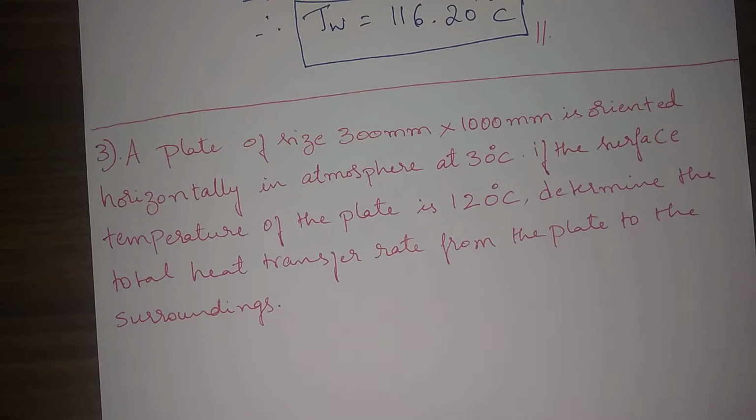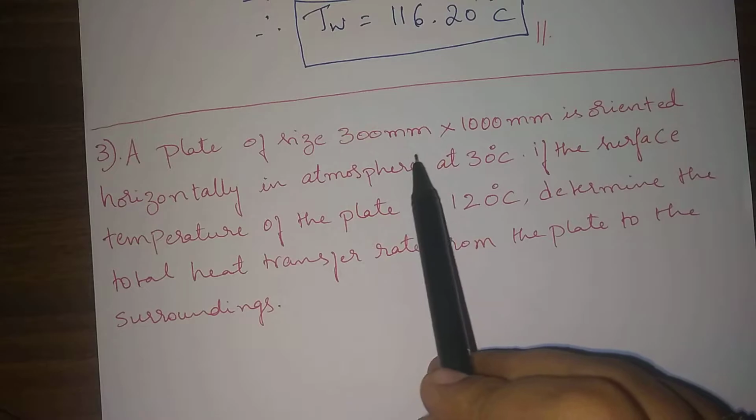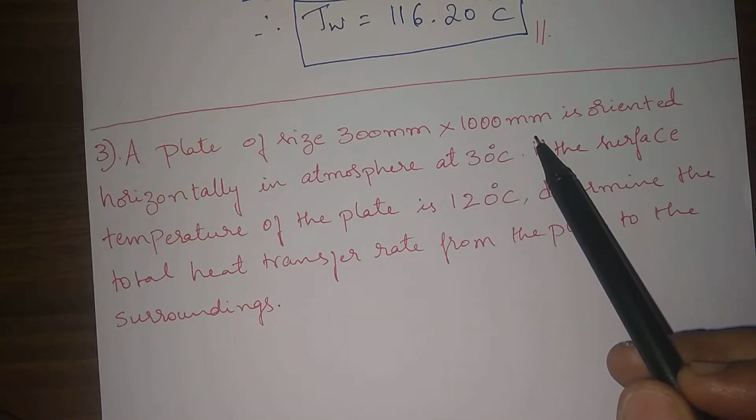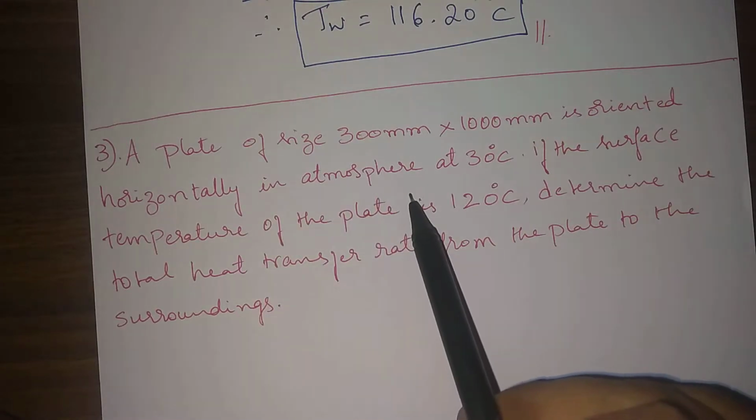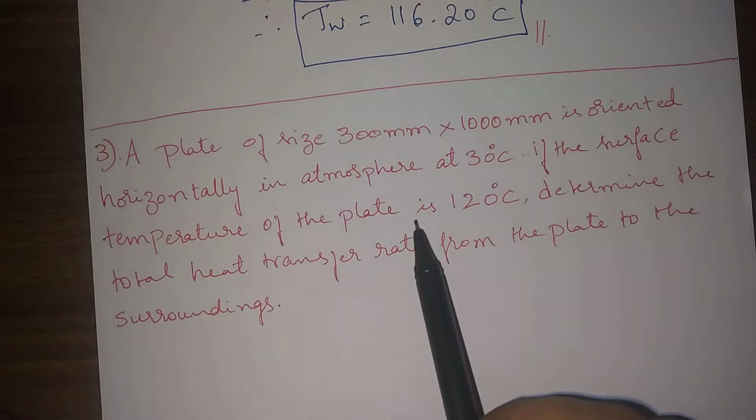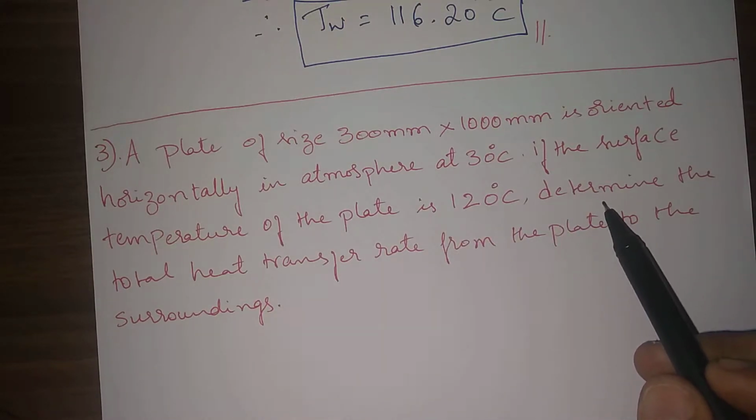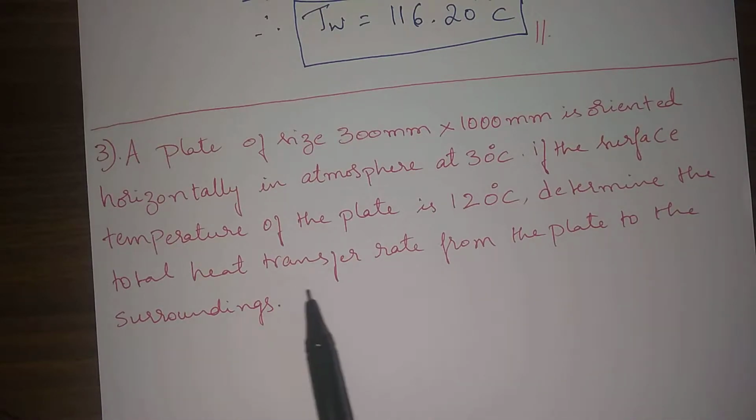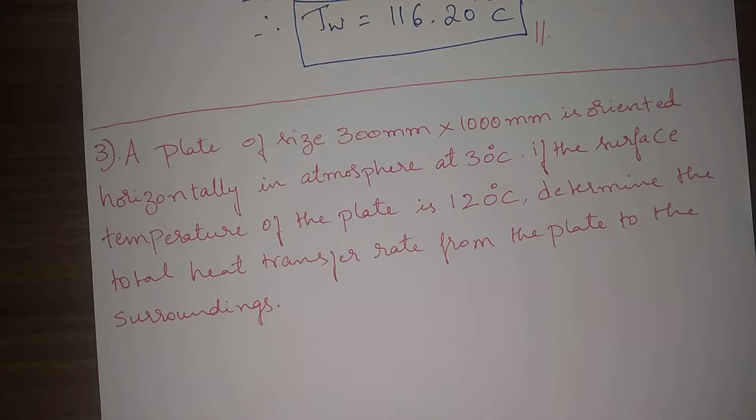I'm going to read the problem. A plate of size 300 mm by 1000 mm is oriented horizontally in atmosphere at 30 degrees centigrade. If the surface temperature of the plate is 120 degrees centigrade, determine the total heat transfer rate from the plate to the surroundings. So this is what the problem is all about.